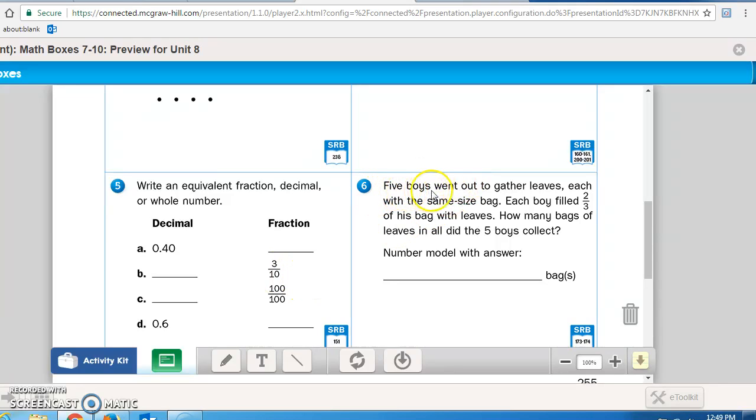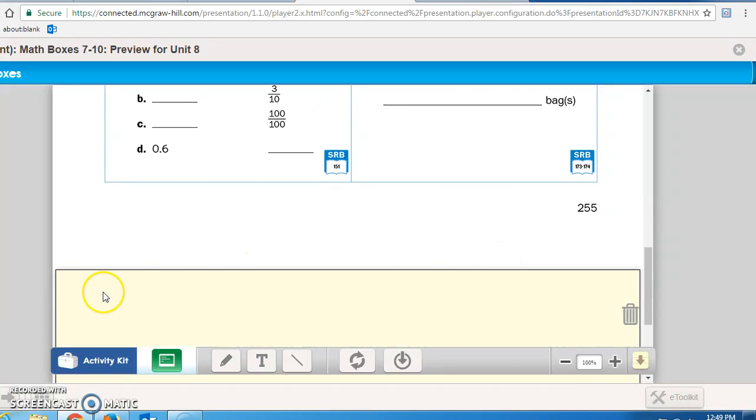Number 6 says 5 boys went out to gather leaves, each with the same size bag. Each boy filled 2/3 of his bag with leaves. How many bags of leaves in all did the 5 boys collect? In all. Your number model with the answer. Pause the recording now, finish Math Journal page 255, go up to the answer key and check it, and then bring it back to me so I can see that you did check it.